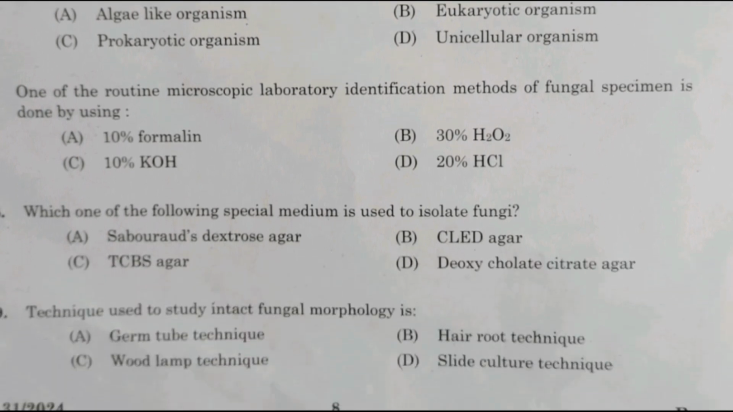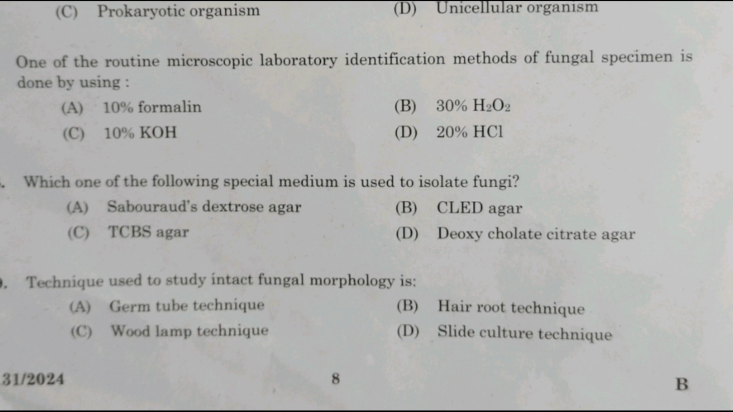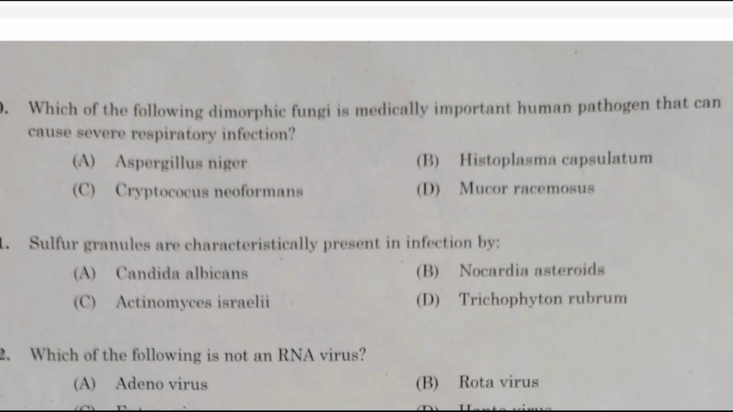Next one, one of the routine microscopic laboratory identification methods of fungal specimen is done by using. The right answer is option C, 10% KOH. Next one, which one of the following special medium is used to isolate fungi? The right answer is option A, SDA or Sabouraud dextrose agar. Next one, technique used to study intact fungal morphology. The right answer is option D, slide culture technique.